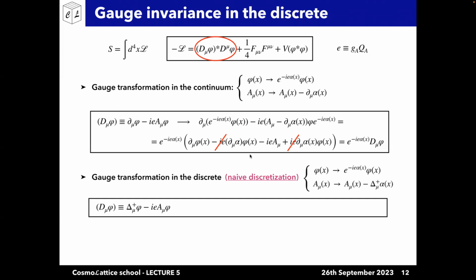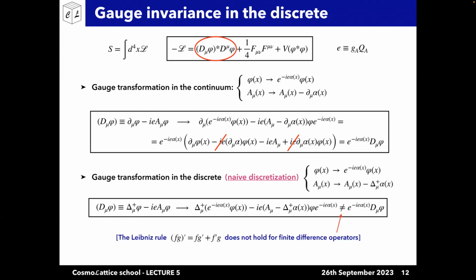Let's try now to do a naive gauge discretization of this term, in which basically we change this continuous derivative by this discretized derivative. Can we do the same? No, we cannot do the same, because for this term we cannot apply the Leibniz rule.